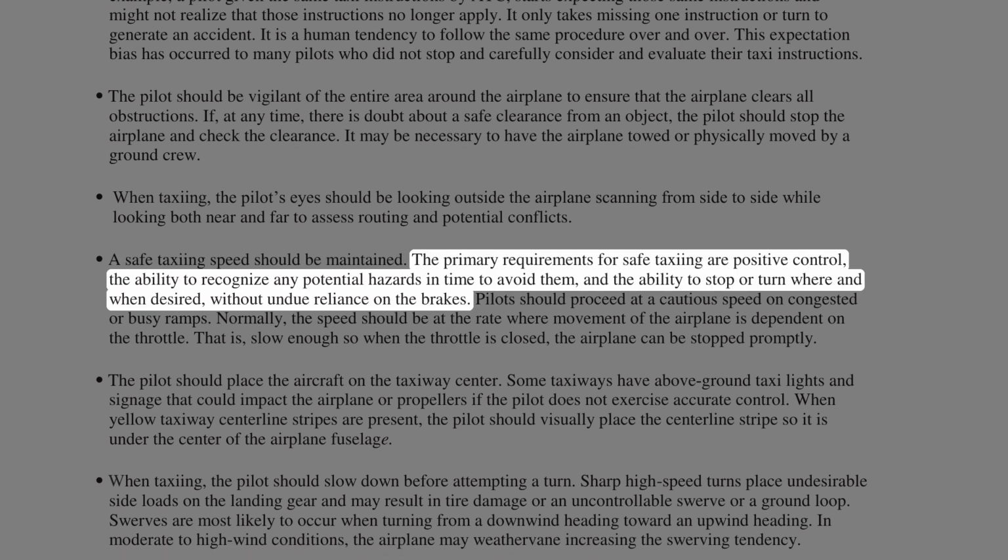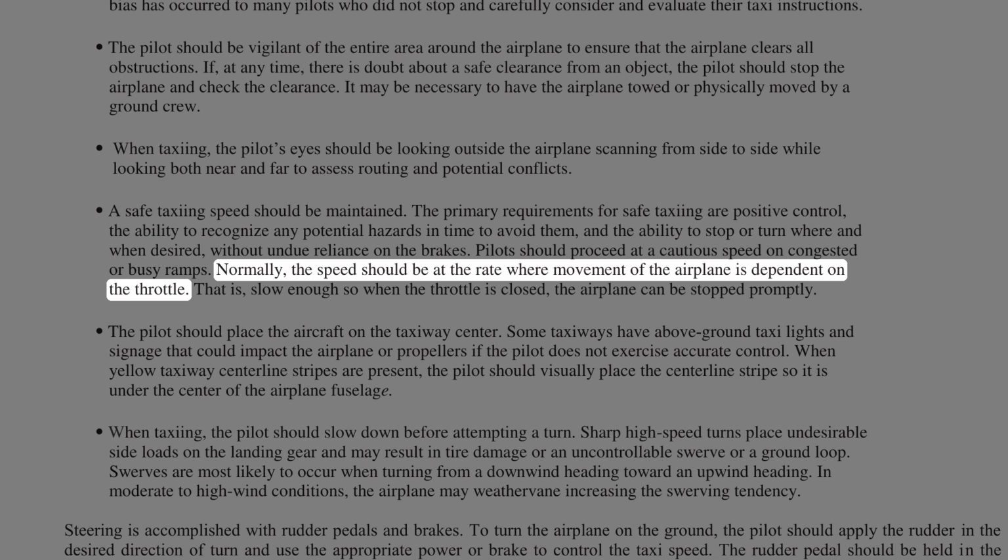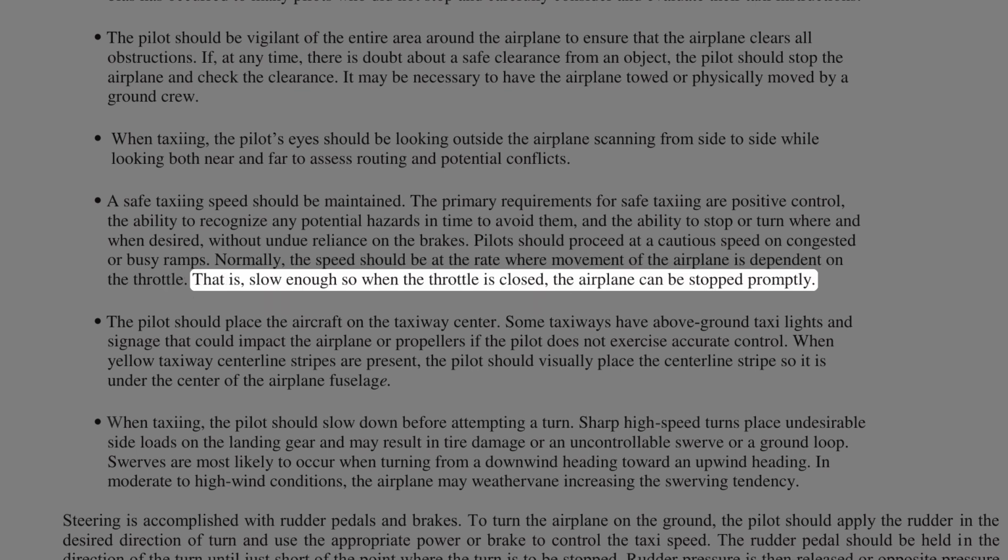The primary requirements for safe taxiing are positive control, the ability to recognize any potential hazards in time to avoid them, and the ability to stop or turn where and when desired, without undue reliance on the brakes. Pilots should proceed at a cautious speed on congested or busy ramps. Normally, the speed should be at the rate where movement of the airplane is dependent on the throttle. That is, slow enough so when the throttle is closed, the airplane can be stopped promptly.